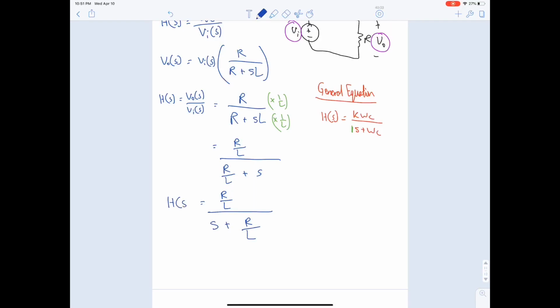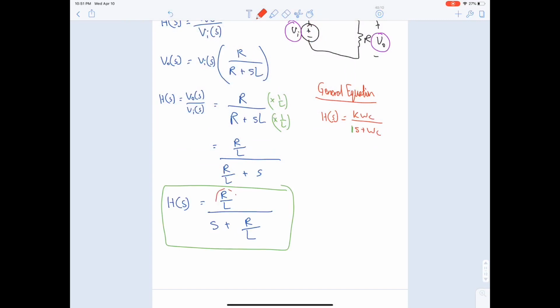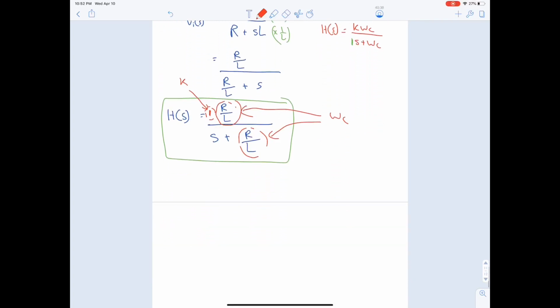Why is this correct? Because the numerator is omega c, and we said omega c is R over L, and here we have an s, similar to the general equation. Now, what is the coefficient of omega c in the numerator? It's 1, which means the gain is 1, which is correct because we have a passive circuit, a passive filter. Okay, we're done with the second part of the question.